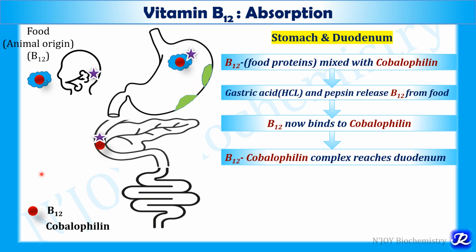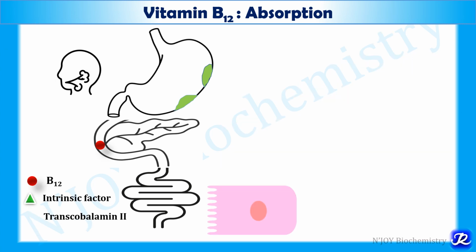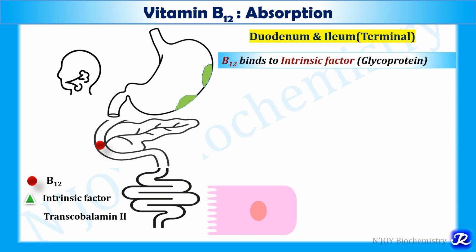the duodenum. Here in the duodenum, the cobalophyllin is digested by the pancreatic enzyme, that is trypsin. So now only vitamin B12 is here, because the cobalophyllin is digested by trypsin. Vitamin B12 alone cannot be absorbed by the enterocytes, so it requires one important glycoprotein called intrinsic factor of Castle, which is secreted by the parietal cells of the stomach. So this intrinsic factor binds to this vitamin B12 in the duodenum.